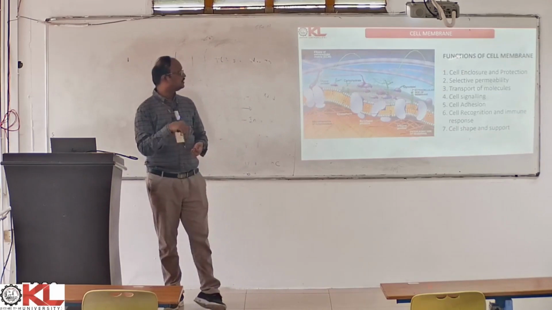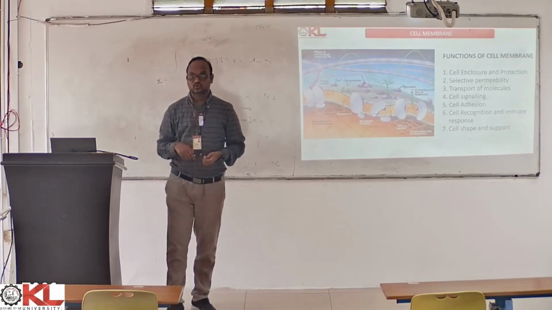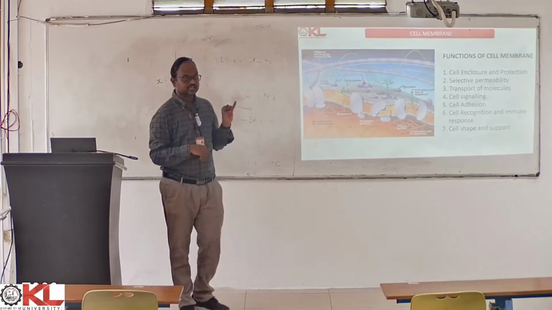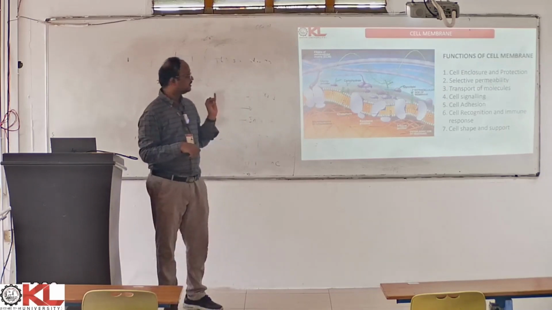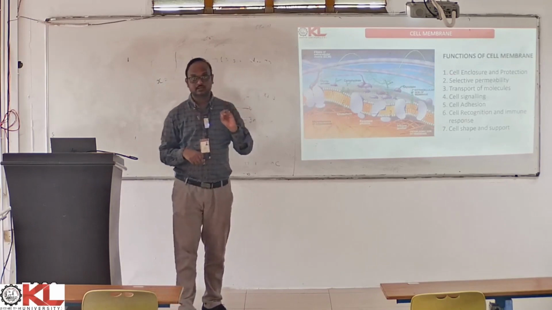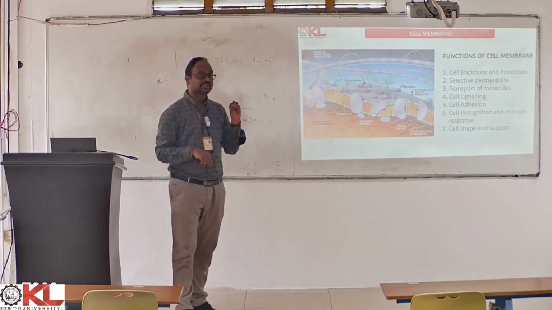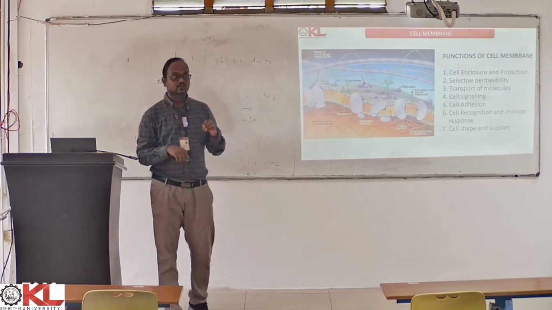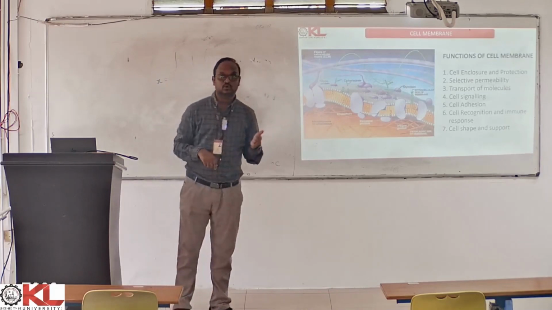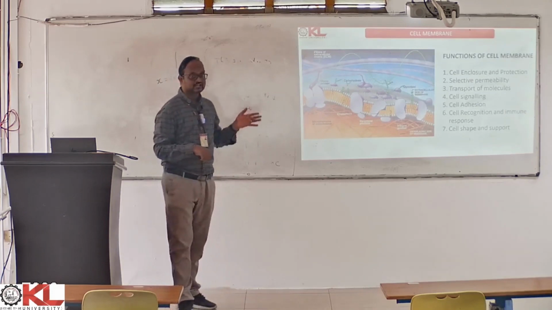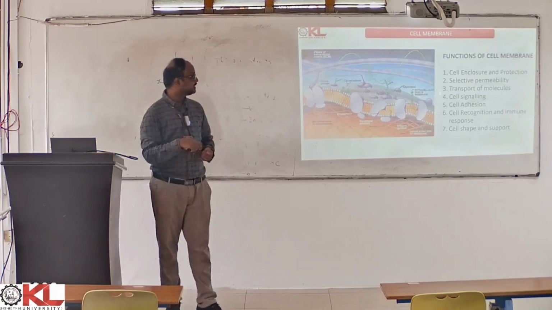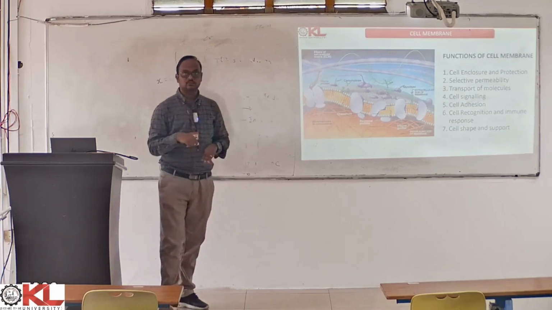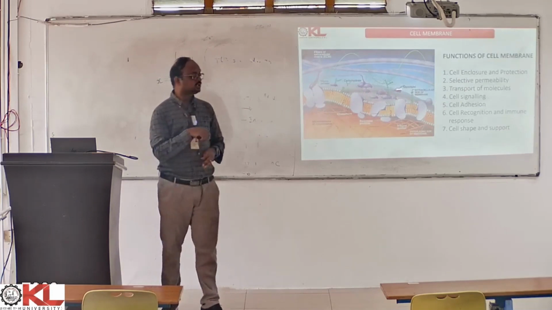So what are the major functions of the cell membrane? The first major function is giving protection to the cell by having a cell envelope, and second is selective permeability. That means it will allow only specific types of biomolecules to pass through the cell membrane and prevent all the other types of molecules from passing through the channels or through the membrane. Third one is transport of the molecules. Transport of the molecules is also possible through the membrane.